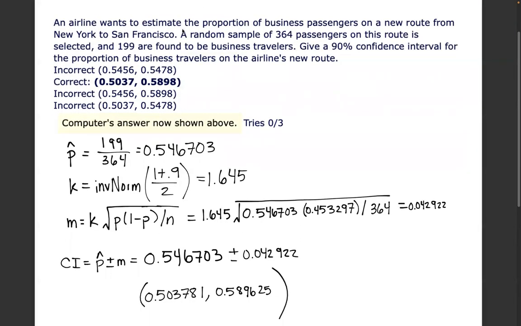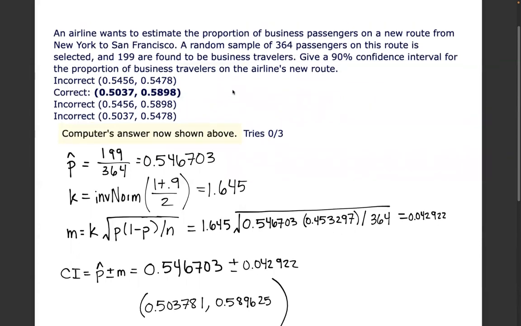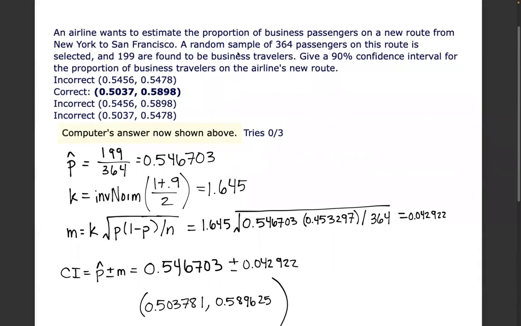An airline wants to estimate the proportion of business passengers on a new route from New York to San Francisco. A random sample of 364 passengers on this route is selected, and 199 are found to be business travelers. Give a 90% confidence interval for the proportion of business travelers on the airline's new route.